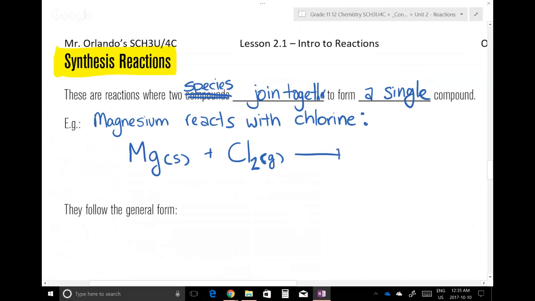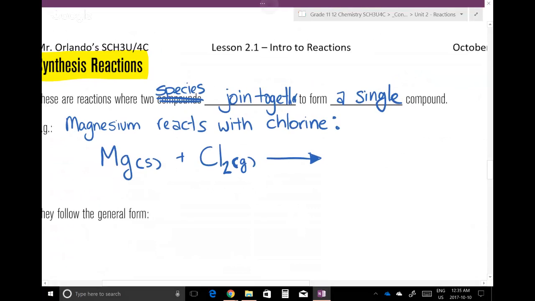Because chlorine, of course, is diatomic. In nature, we always find it in pairs like that. So now, when these react, what are they going to do? Well, they're going to make a compound. And because this is a metal and a non-metal, we know what kind of compound they're going to make. They're going to make, yeah, an ionic compound.